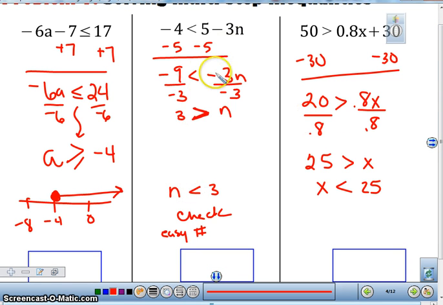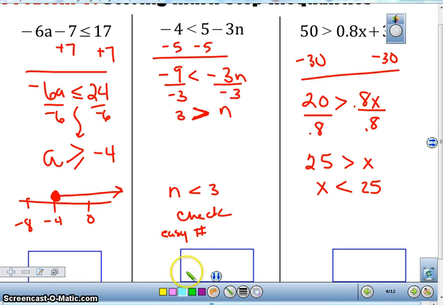And if you need to pause the video or go back, you should have solved by subtracting 5 and dividing by negative 3. Because you were doing that, that was the reason we had to now switch this from less than, because it was a greater on this side, to a less. But we want to rewrite it so that we have your variable first. So keeping in mind variable first, inequality, number.